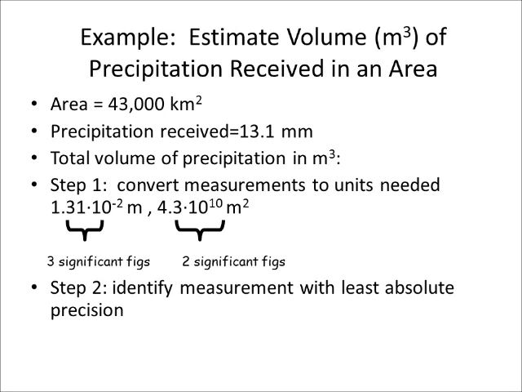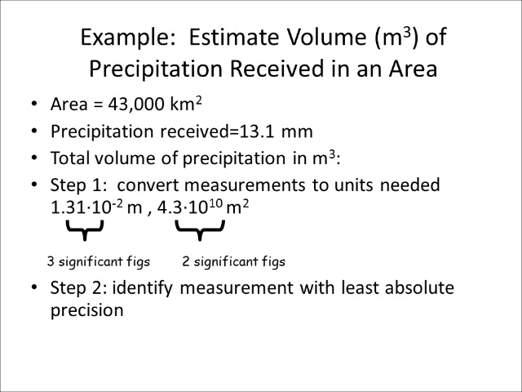Well, first thing we have to do is convert the measurements to units needed. We can see first that 13.1 millimeters becomes 1.31 times 10 to the minus 2 meters. That's the depth now of rainfall on the landscape. And the number of significant figures for that is 3 significant figures. And if we look at the area, it's 4.3 times 10 to the 10th meters squared. That has 2 significant figures.